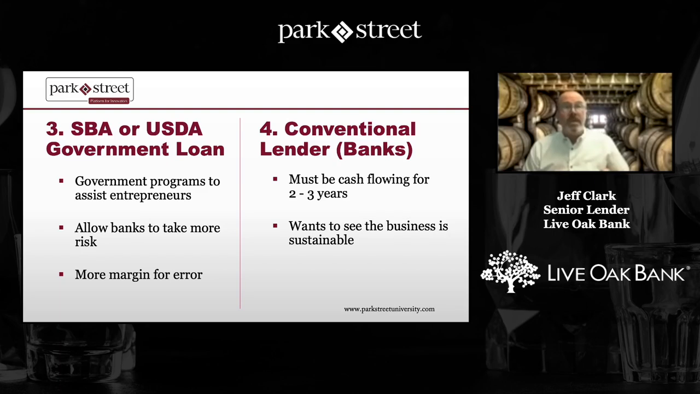The SBA and USDA guarantees allow a bank to take more risk. You can get a guarantee of 75% up to 90% if you export on that loan. So if you think about this, the bank has a $5 million conventional loan. What's their exposure? $5 million. If I have a spirits producer that exports, I can get a 90% guarantee. So that guarantees 4.5 out of that 5 million. So my exposure goes from 5 million down to 500,000. That gives me a lot more comfort and more margin for error.